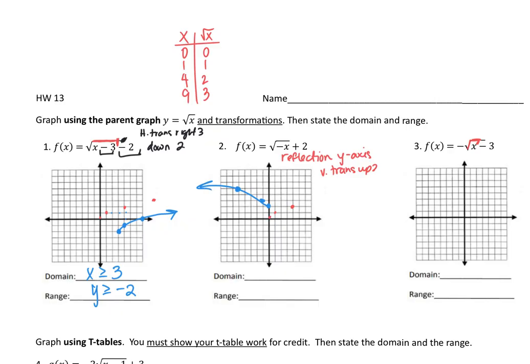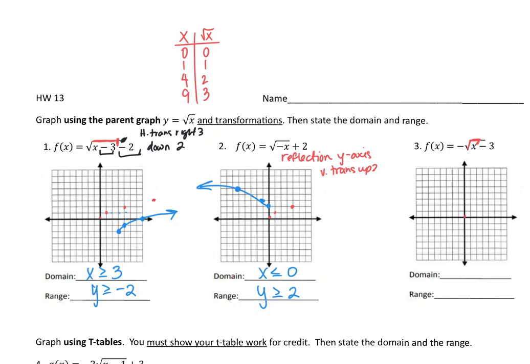Now this domain starts at 0 because the x value at the y-axis is 0, and it's going less than. So my domain is x is less than or equal to 0. But my range is still going up. My graph is still going up from +2. So my range is y is greater than or equal to 2.